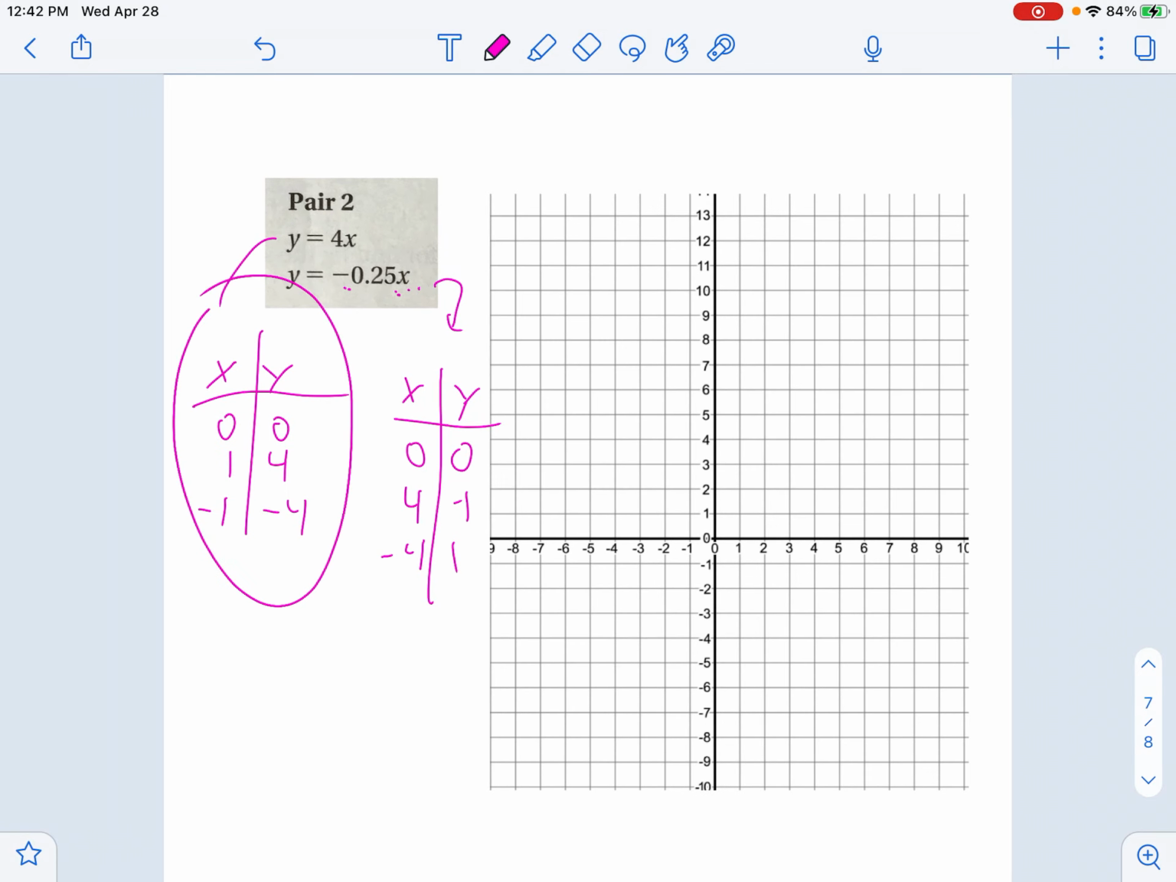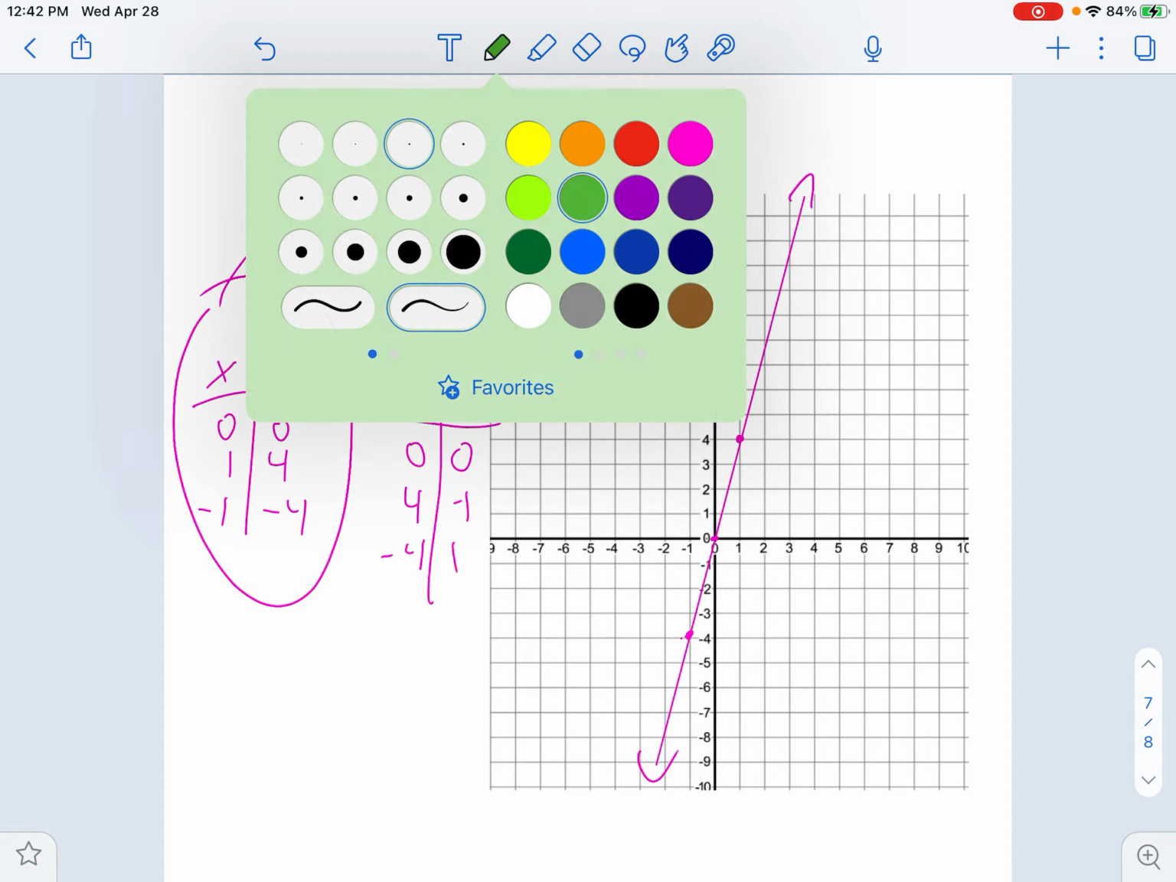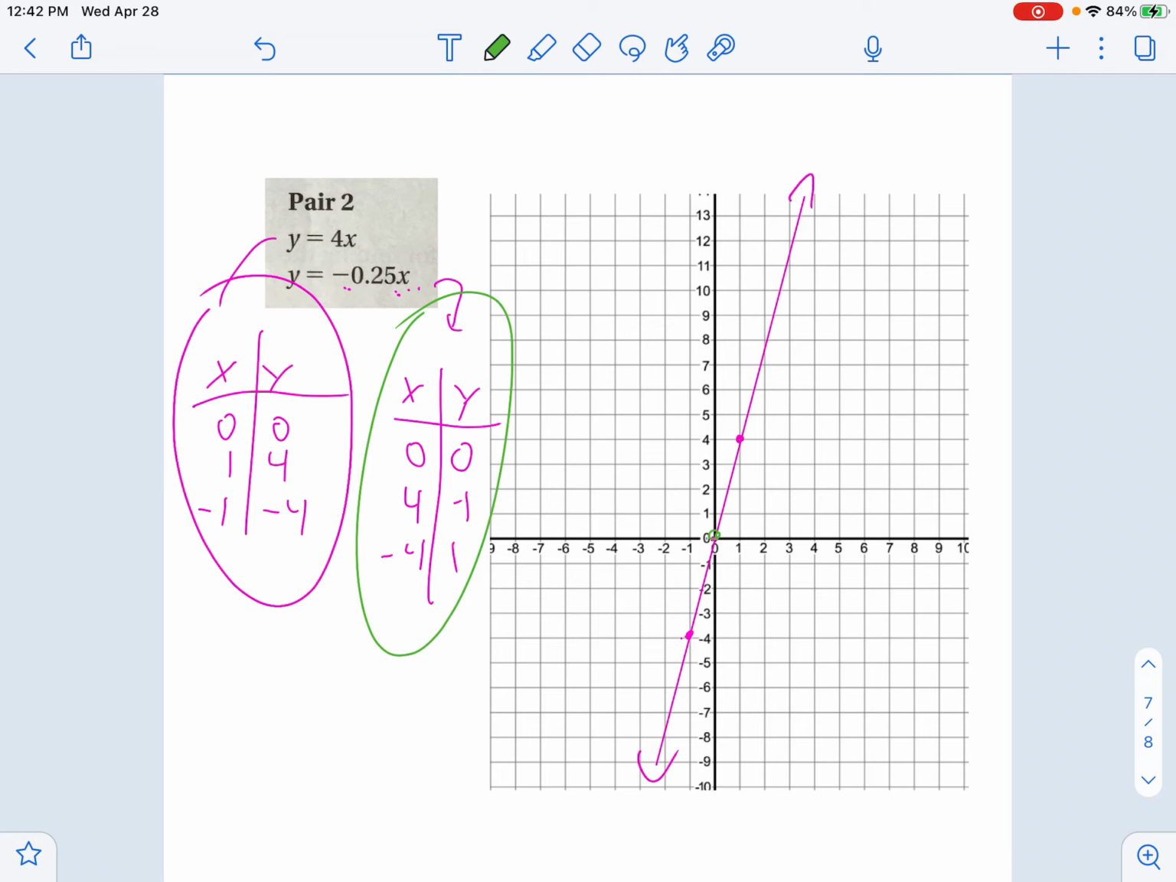So I'm going to plot these out. Let's put this guy first. 0, 0, 1, 4, negative 1, negative 4. Wow, this has got a pretty good jump to it, right? So I'm going to connect my lines, and then I'm going to extend them. Nice, look at that. There we go. Check that. Next one.